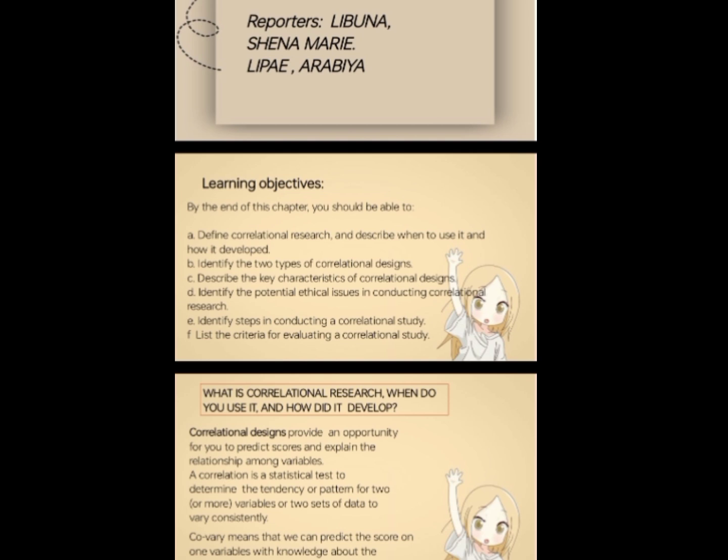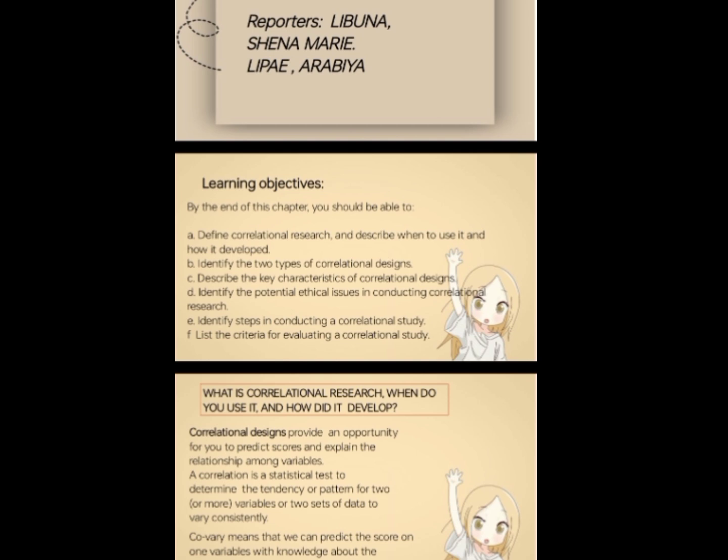So, the learning objectives. By the end of this chapter, you should be able to define correlational research and describe when to use it and how it developed. Identify the two types of correlational designs. Describe the key characteristics of correlational designs. Identify the potential ethical issues in conducting correlational research. Identify steps in conducting a correlational study. And the last, list the criteria for evaluating a correlational study.